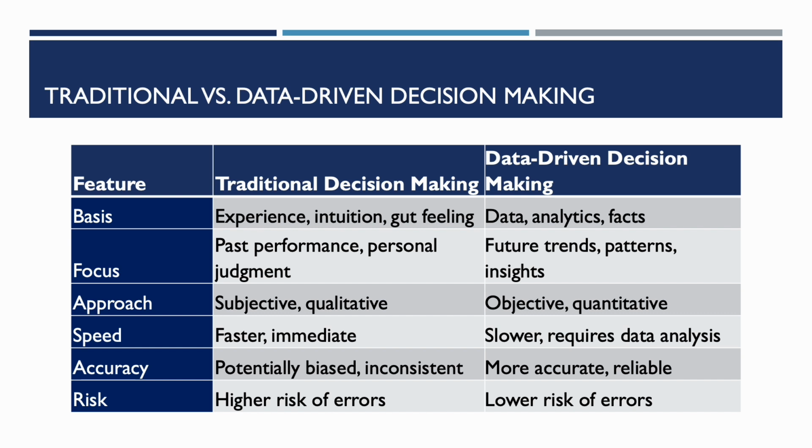But on the data driven one, it's slower. It requires data analysis, but it's the accurate decision. You have the facts, the analytic results to make a decision, and to do the analytics and learn about the trends, patterns, to do all this stuff, it takes time. That's why it's slower than the traditional one. Then it's potentially biased, inconsistent, and this one is more accurate, reliable, and there is more high risk and errors, and we have low risk and errors in data driven.